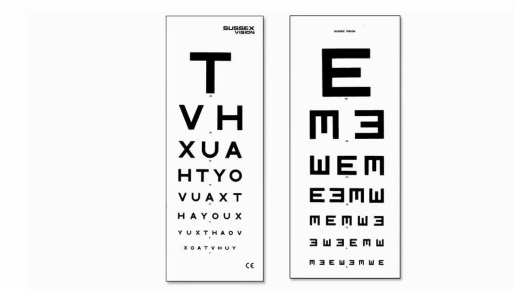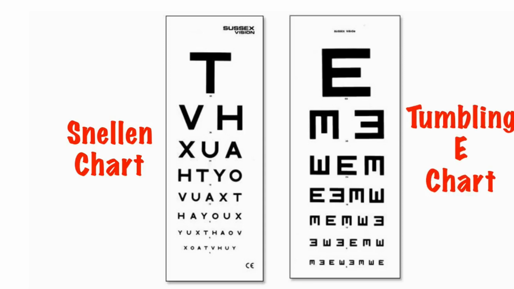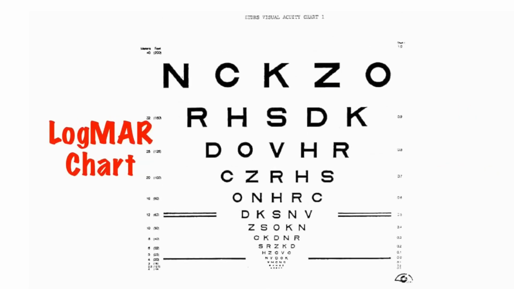There are lots of different charts out there, but probably the most common you will see outside a specialist centre will be the Snellen chart, or, if someone cannot read English, the tumbling E chart, where you ask the person to point at which way the letter E is facing. We will leave the LogMAR chart to those clever chaps and chapesses in ophthalmology.